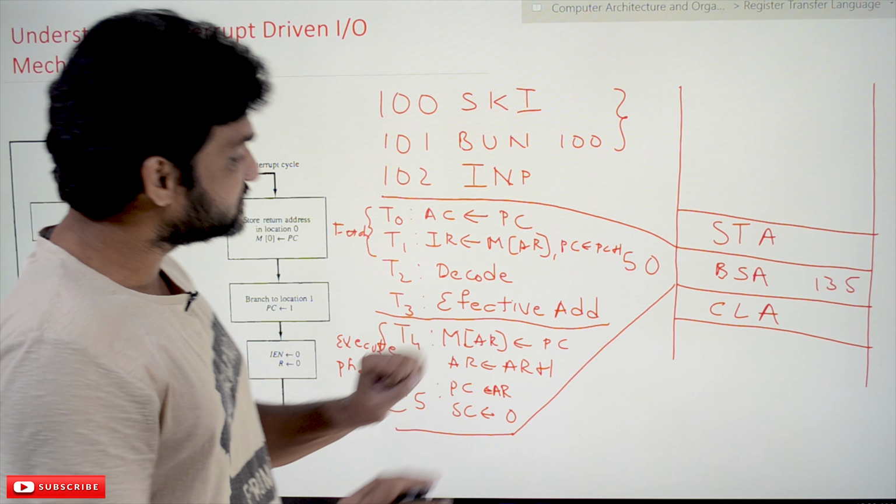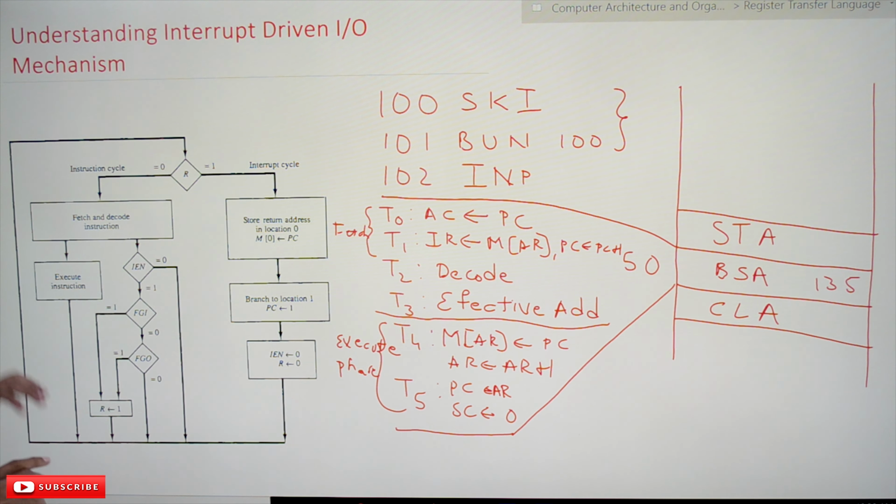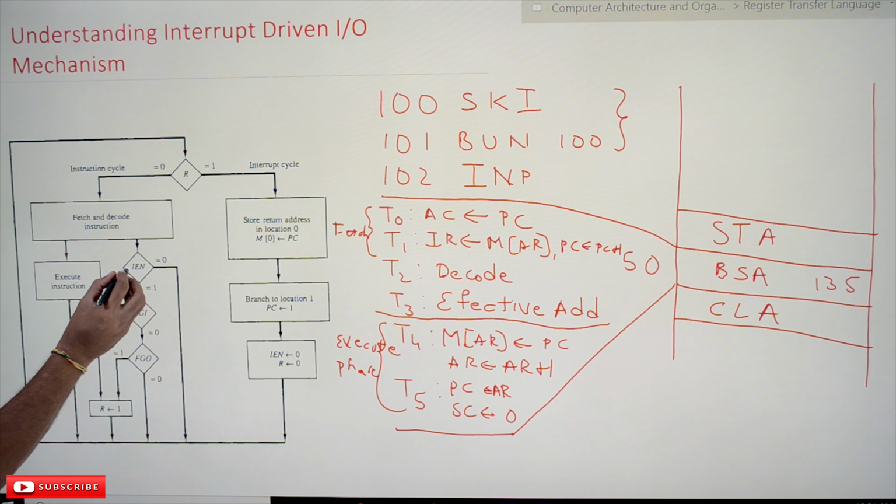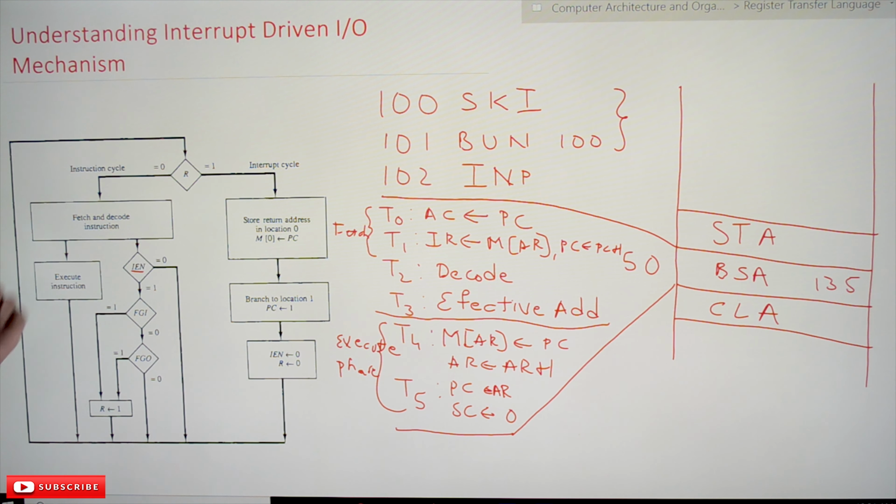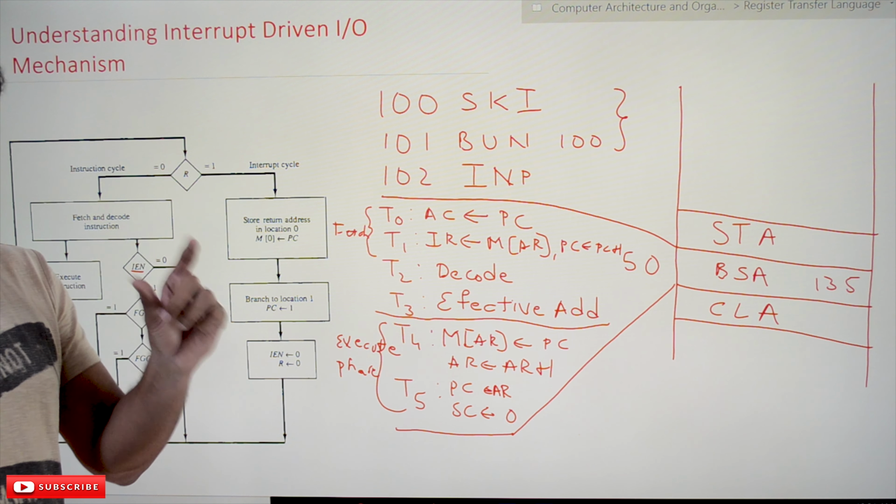Let's try to understand that by using this flowchart. With the new kind of hardware, the computer fetches and decodes instructions, and after that executes the instruction. In the execute phase of the instruction, we are going to check IEN. What is this IEN? It is a flip-flop, the interrupt enable flip-flop.